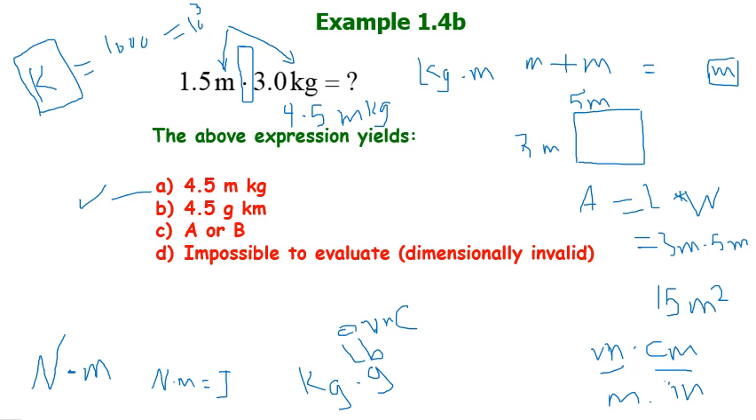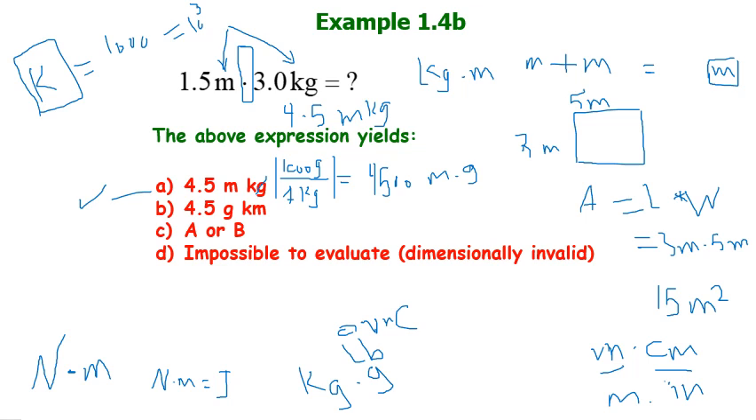So if we convert the kilogram to grams, we want to cancel the kilogram, so it would be down: 1 kilogram equals 1000 grams, for 1500 meter grams. Here by kilometer.